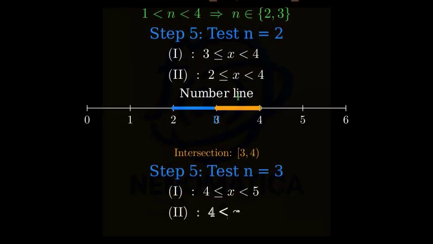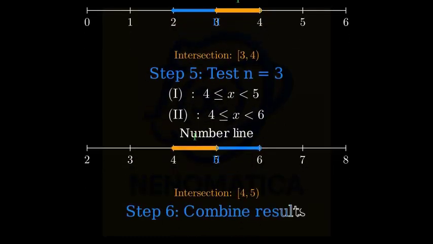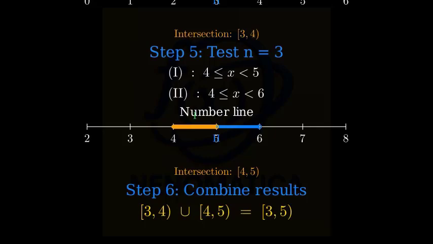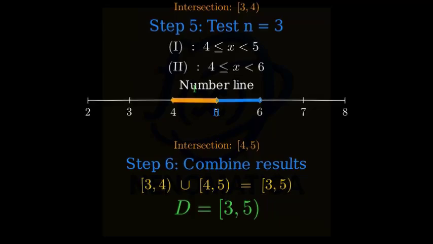Interval 1 becomes 4 less than or equal to x, which is less than 5. Interval 2 becomes 4 less than or equal to x, which is less than 6. Their intersection is 4 less than or equal to x, which is less than 5. Step 6. Combine the two intersections. From n equals 2, we have 3 to 4, and from n equals 3, we have 4 to 5. Their union is 3 to 5, including 3 but excluding 5. Therefore, the solution set is the interval 3 to 5.